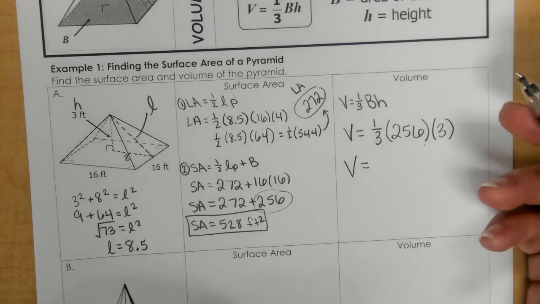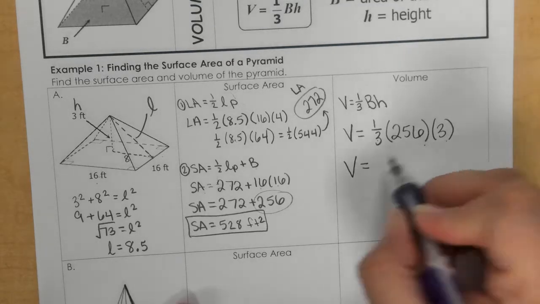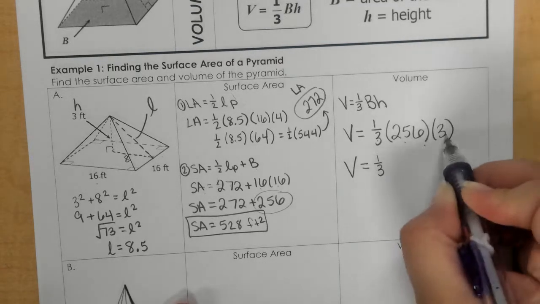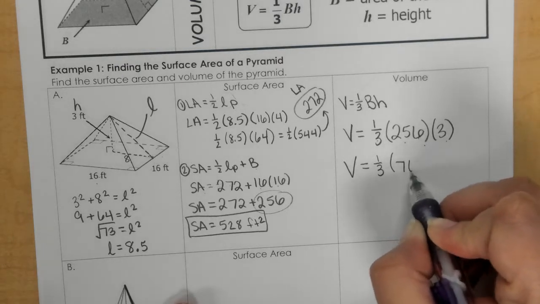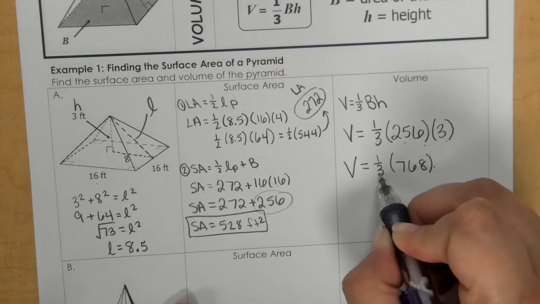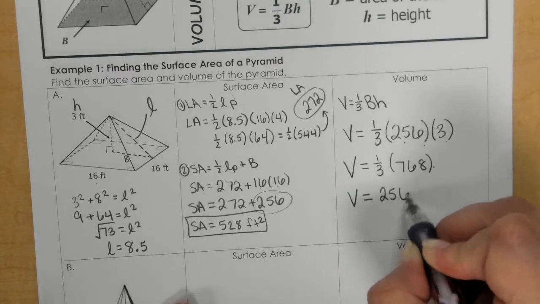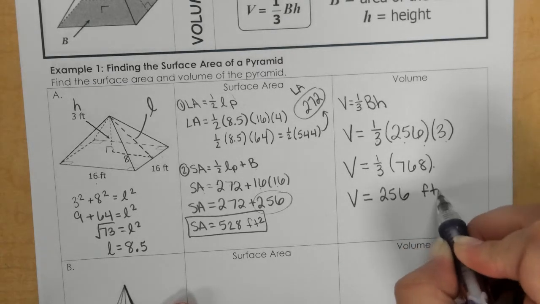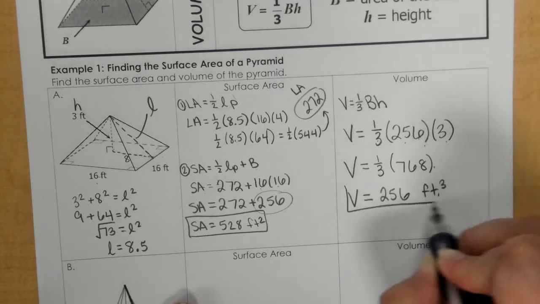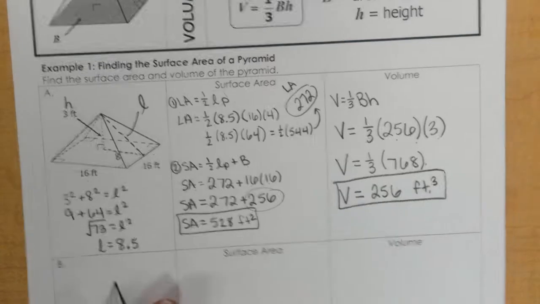If you want to go the longer route, because it's not always going to cancel out, you could go ahead and multiply these two together and get the 768, and then divide by 3, and that would give you that 256 still. So that would be 256 feet to the 3rd power. And that's your volume.